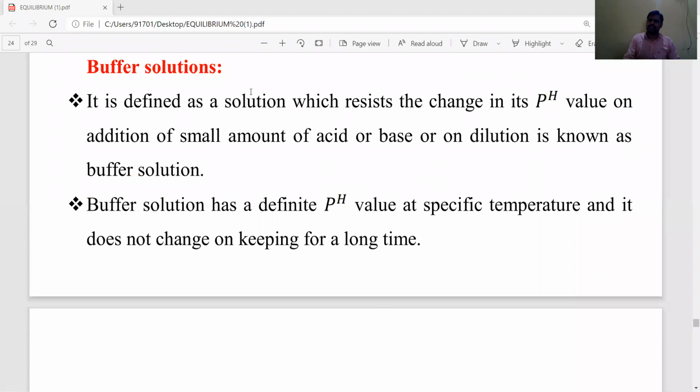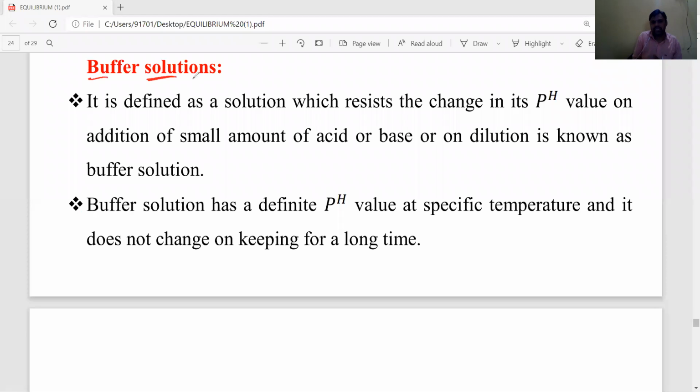Okay students, next concept is buffer solutions. You know very well, buffer solutions are also present in our body. For digestion of food, gastric juice is released in the stomach. It is also one kind of buffer solution, because its pH value is constant and does not change with changing conditions. As well as, blood is also one kind of buffer solution, because its pH is also not changing, it is constant. So buffer solutions are very, very important in our day-to-day life.